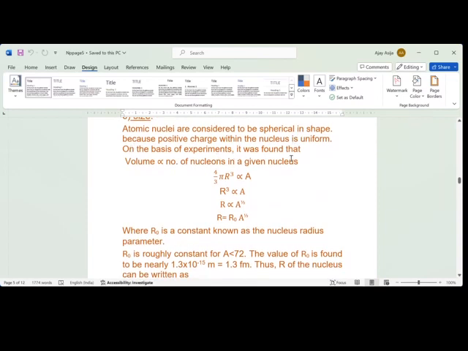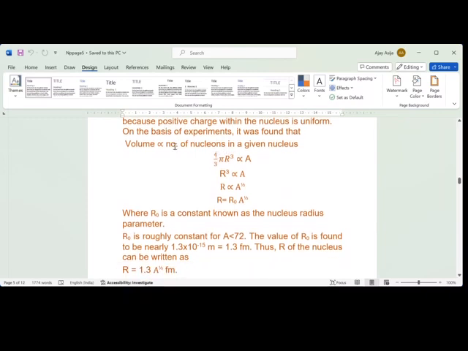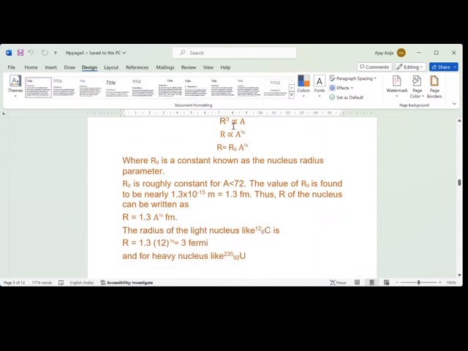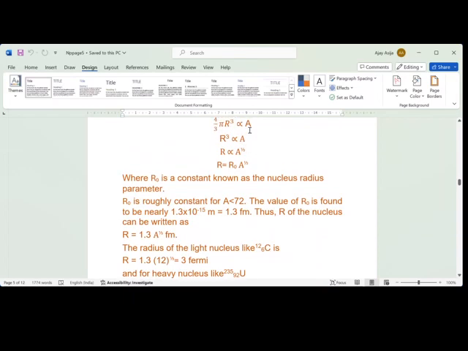On the basis of experiment, it was found that volume is directly proportional to the number of nucleons. If R is the radius of the nucleus, then what will be the volume of the nucleus? 4/3 πR³. The number of nucleons is represented by the mass number A. So 4/3 πR³ is directly proportional to A. R³ is directly proportional to A, and R is directly proportional to A raised to the power 1/3. R is equal to R₀ A^(1/3).